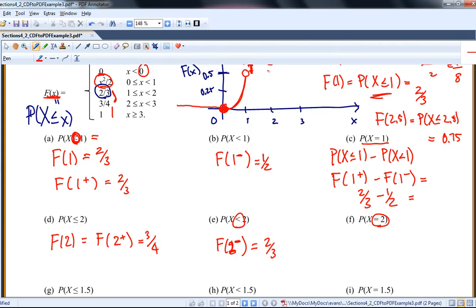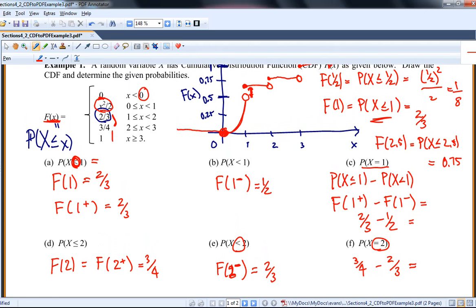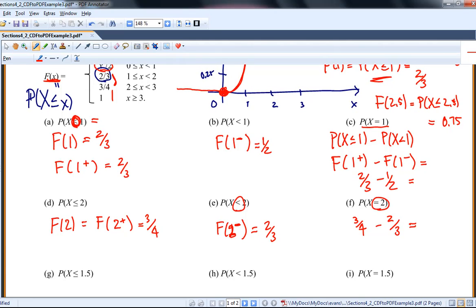So back in my picture, that little jumping area is going to be the probability at 2. So this again would be the amount that's less than or equal to 2 minus the probability you're strictly less than 2. And whatever we get here is the probability that x equals 2. I'll just point it out on that picture really quick. That's going to be the value of that little jump right there.